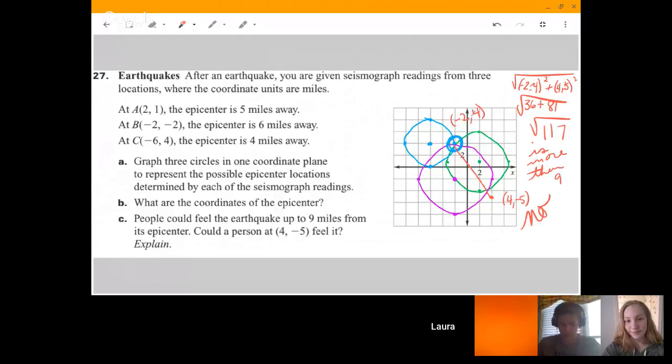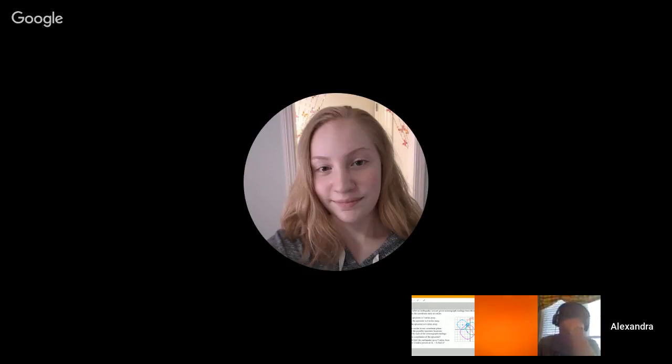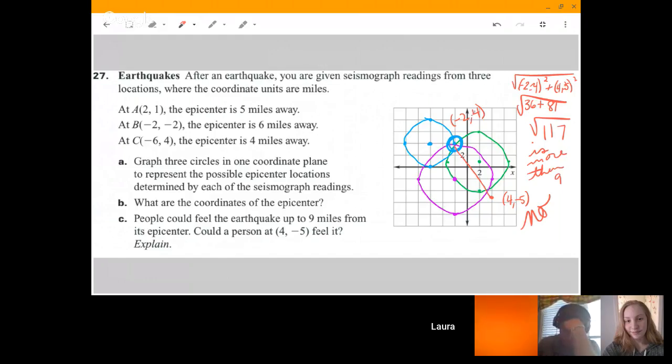I mean, you got a 50-50 shot, but it looks like it's more than 9, so we're going to say no. Which in this case happens to work, but it wouldn't always, especially with my very messy circles.